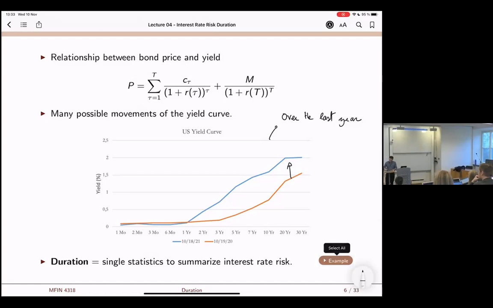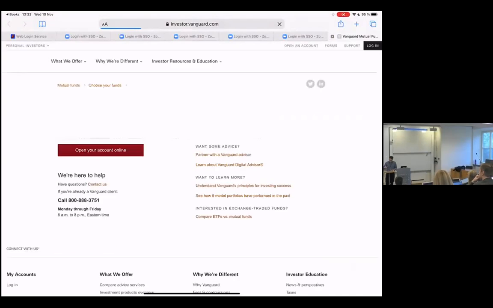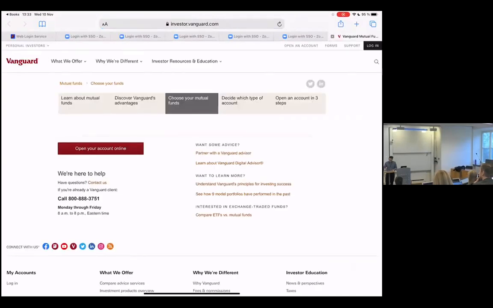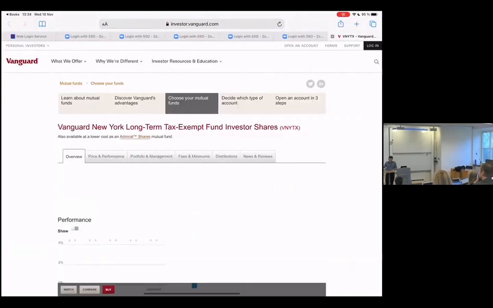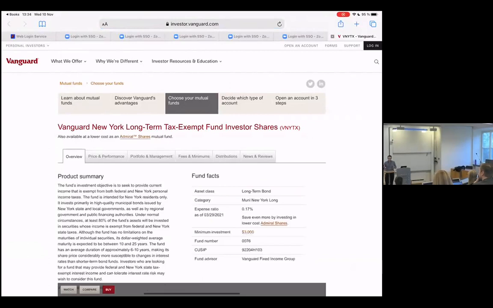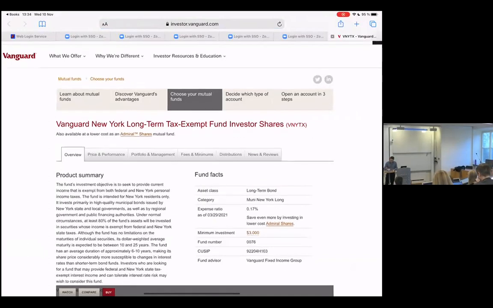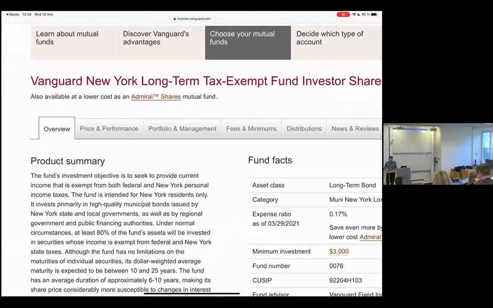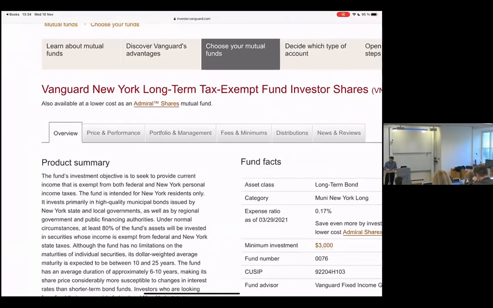So if you click here, I picked a provider at random. I have nothing to do with Vanguard, of course. This is just to give you an example of a fixed income fund. The one thing that I found quite funny is that when they say what is the fund's investment objective, it is to seek to provide current income that is exempt from tax. So the investment mandate, I think, is quite interesting, but that's not why I'm showing you this.